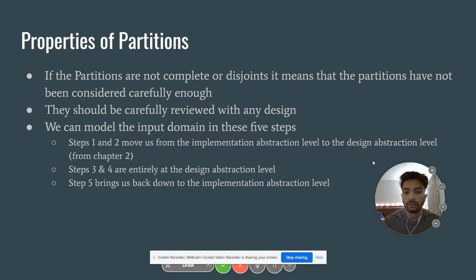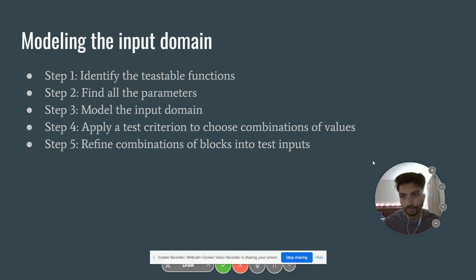They should be carefully reviewed with any designs, and we can also model these input domains in 5 steps. Steps one and two move us from the implementation level to the abstract level, the design abstraction level from Chapter 2. Steps 3 and 4 are entirely at the design abstraction level, which brings us back to the abstraction level.